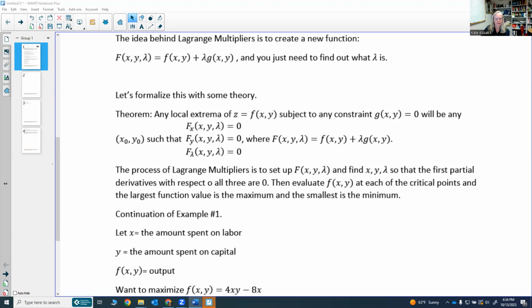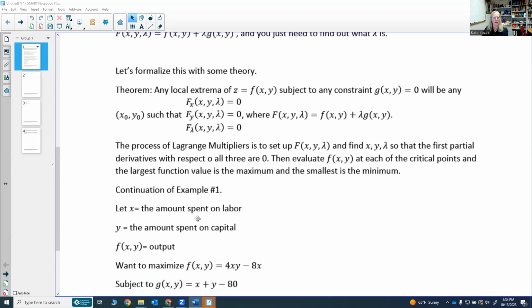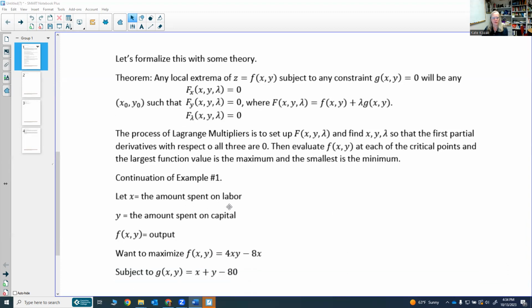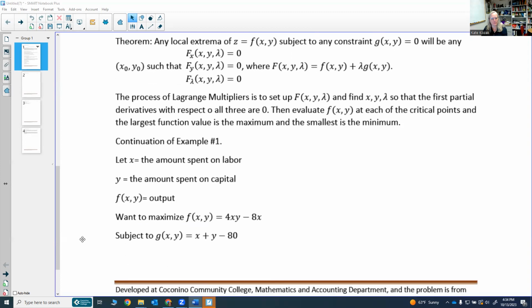So let's do a continuation of example 1. Let x equal the amount spent on labor. Let y equal the amount spent on capital. Little f of x, y is equal to the output. We want to maximize little f of x, y equals 4xy minus 8x, subject to g of x, y equals x plus y minus 80.